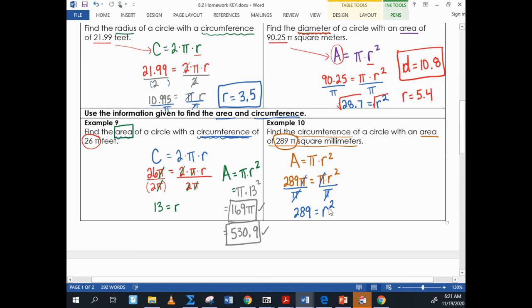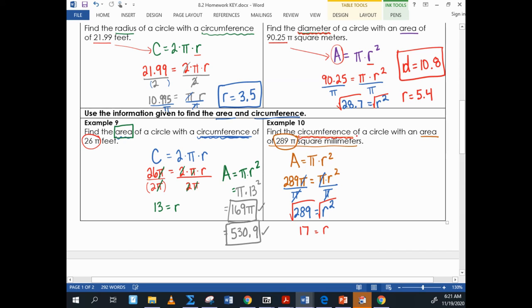Now, when we go to undo this square, remember, we're just trying to find the opposite or the inverse operation. We're trying to undo that by taking the square root of both sides. And your calculator knows the square root of every number. The square root of 289, it tells me, is 17. So 17, and then it undoes that square right there and just turns it into my radius. So radius is 17.